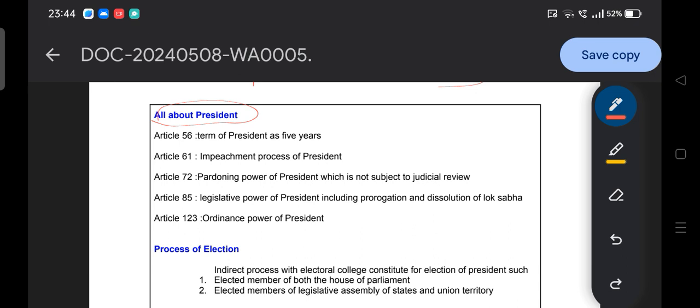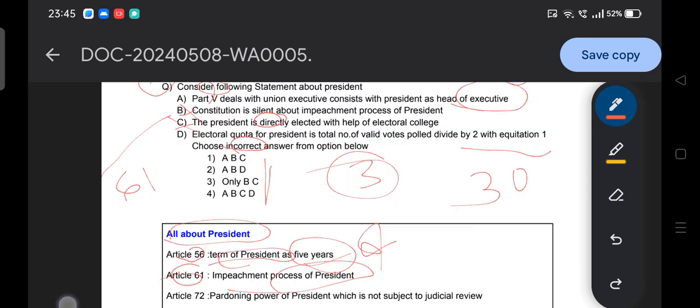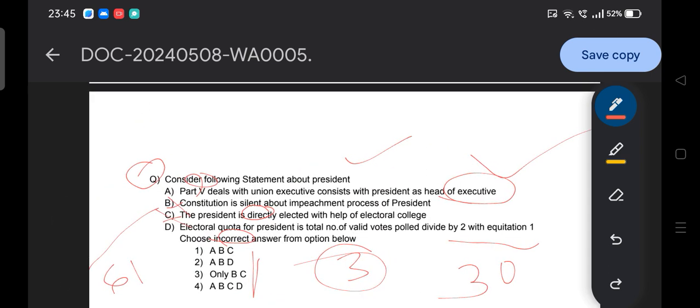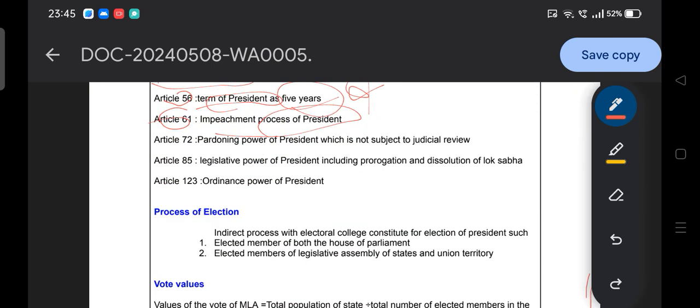First, let's see the different articles mentioned in our Constitution regarding the President. Article 56, the term of the President is 5 years. If someone asks in which article the 5-year term of the President is mentioned, it is Article 56. Then Article 61, the impeachment process of the President. That means our Constitution mentions that Article 61 talks about the impeachment process of the President. If an option says the Constitution is silent about the impeachment process, no, it's Article 61, as we have studied.